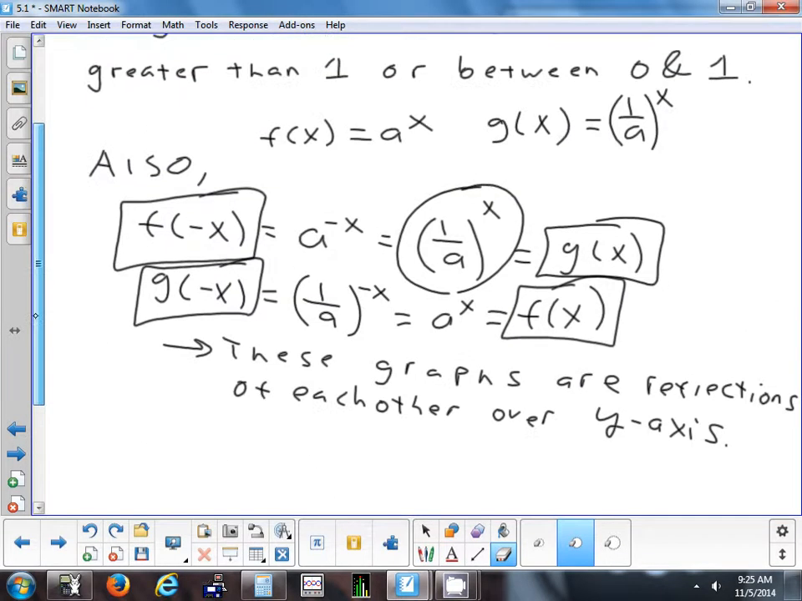Any question on that idea, how to show something is a reflection? Just change all your x's to negative x's and see if you get the other function. That's the basic idea.